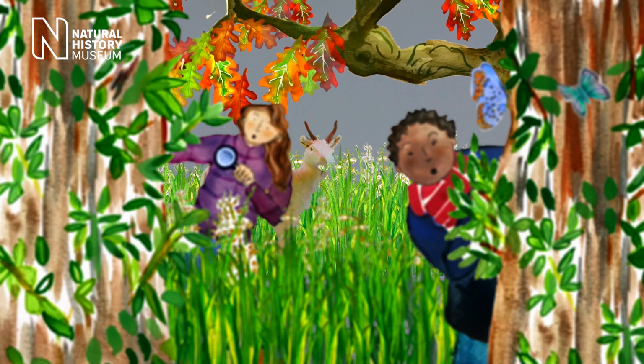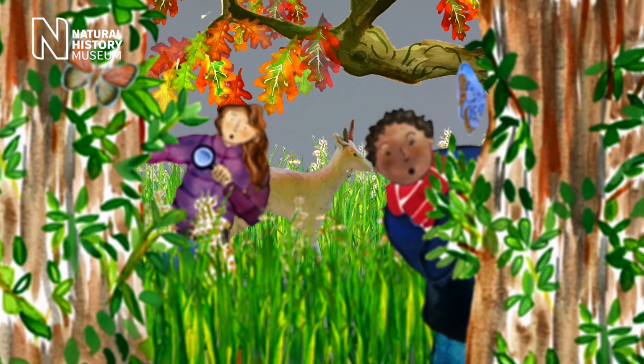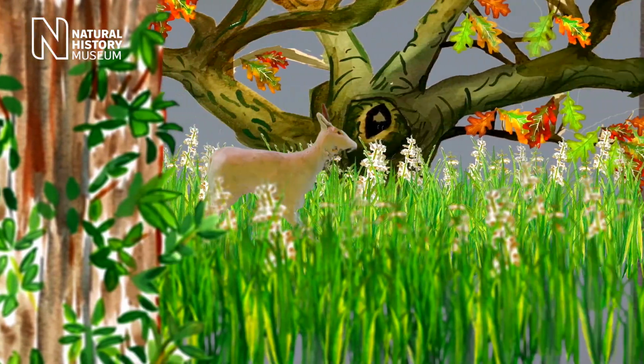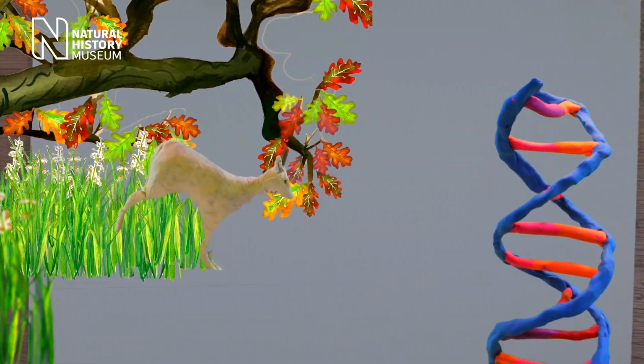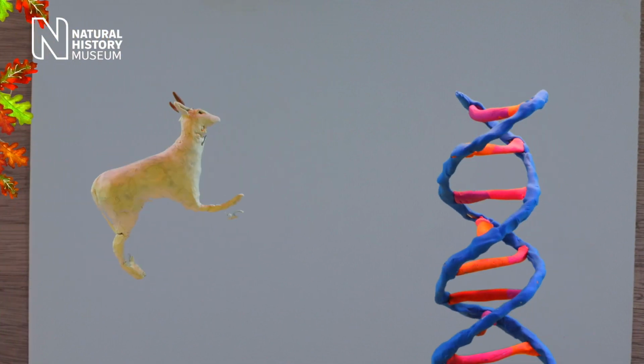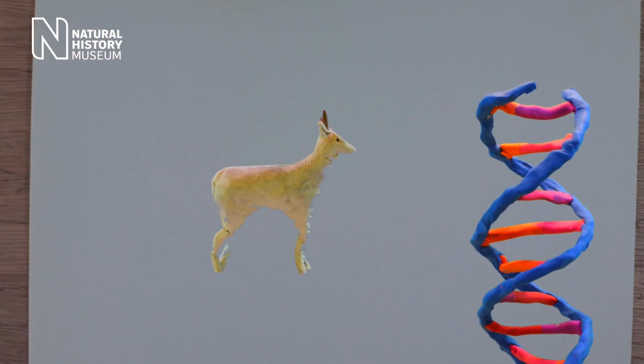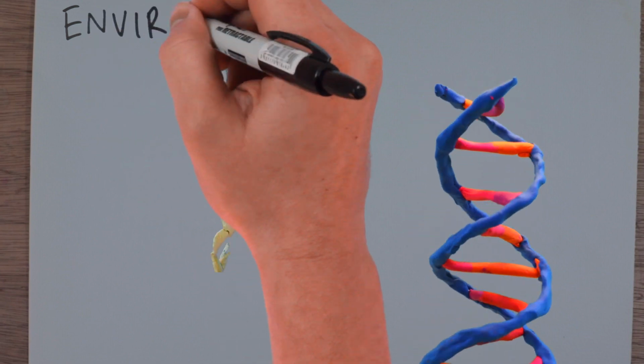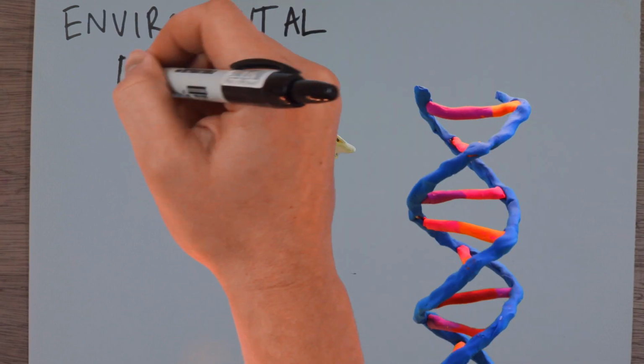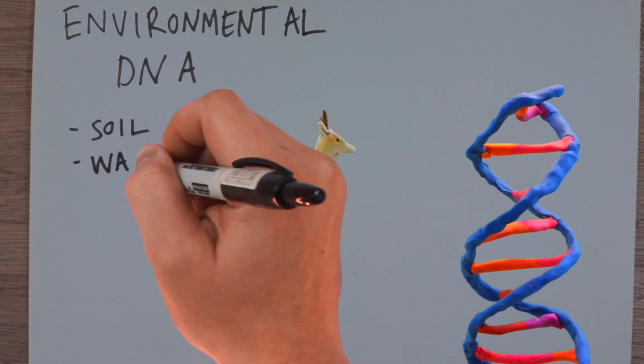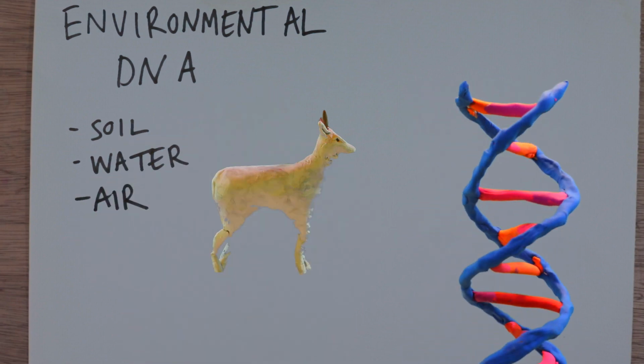One way to tackle this challenge and to speed up the process is to use the organism's genetic fingerprint, its DNA. Without even seeing a species, we can tell if it has been there by DNA left behind in the environment. These traces can be picked up by taking samples of soil, water or air.